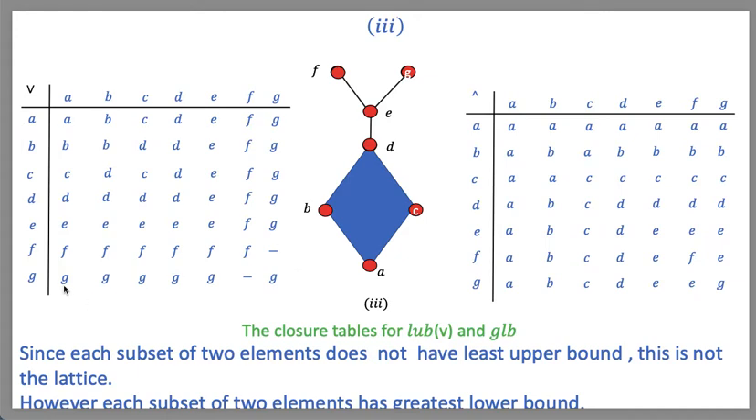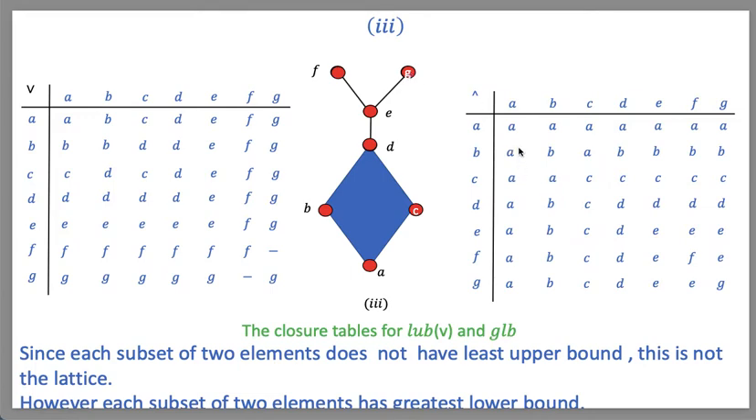Now with G, least upper bound of G and A is G. G and B is G. G and C is G. G and D is G. G and E is G. G and F, least upper bound of G and F does not exist. And least upper bound of G and G is G. So least upper bound of F with G does not exist. Least upper bound of G and F does not exist. It is clear from the figure that F and G do not have a least upper bound.